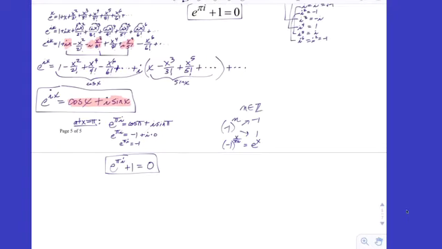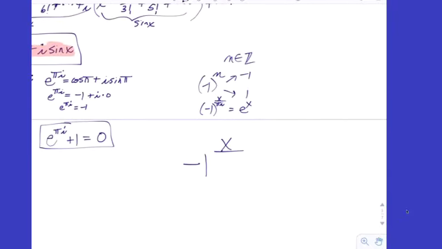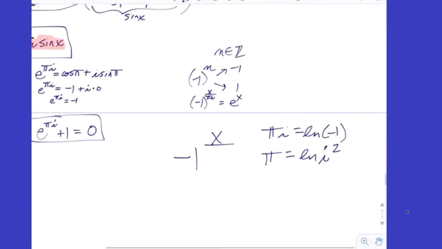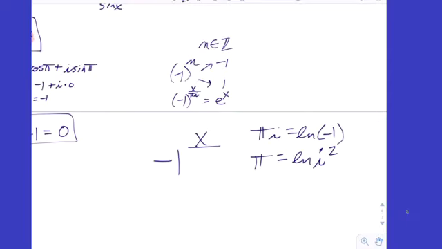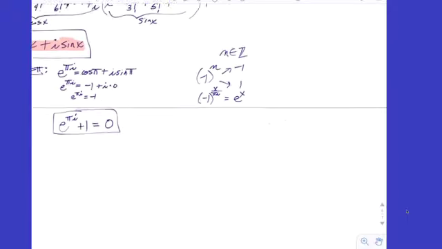So let's see, negative 1 to the x over pi i. We know pi i is equal to the natural log of negative 1, which then is equal to the natural log of the square root of i squared. And so what did you do? Well, what I did is I just reoriented the equation so that it was e to the pi i equals negative 1. Oh, okay.